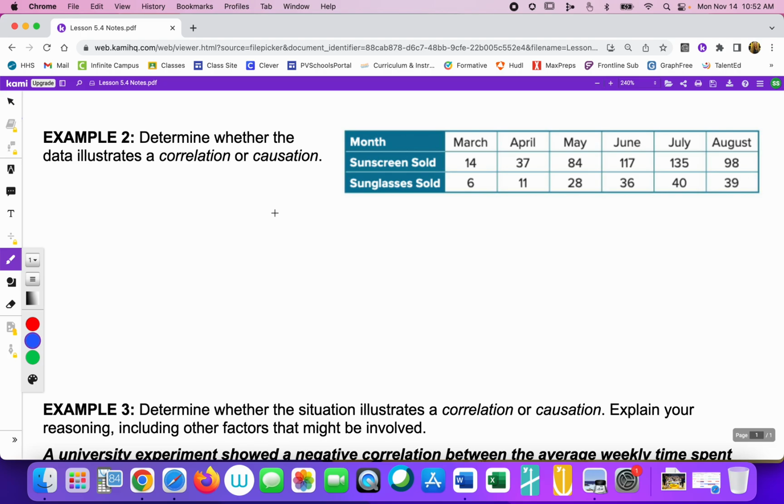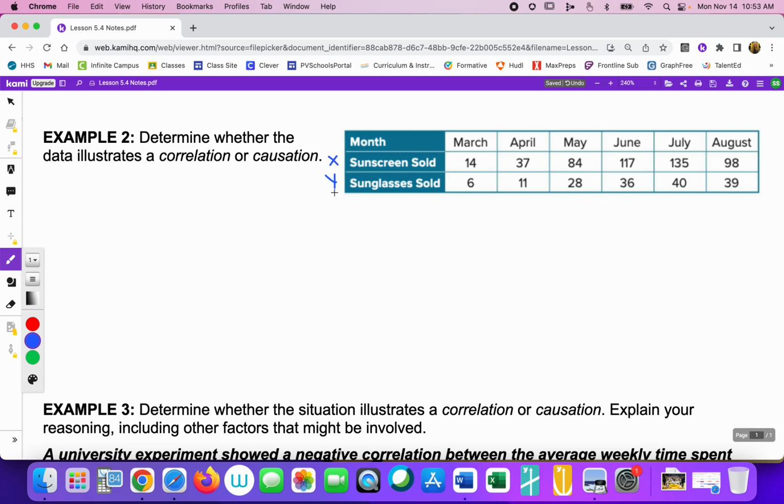So we have different months of the year. March, April, May, June, July, August. There is sunscreen sold. I'm assuming bottles or containers of some kind. And then there's sunglasses sold. So if you want to make a scatter plot, by all means. It doesn't really matter which one's the independent or dependent. So this was the X and this was the Y.